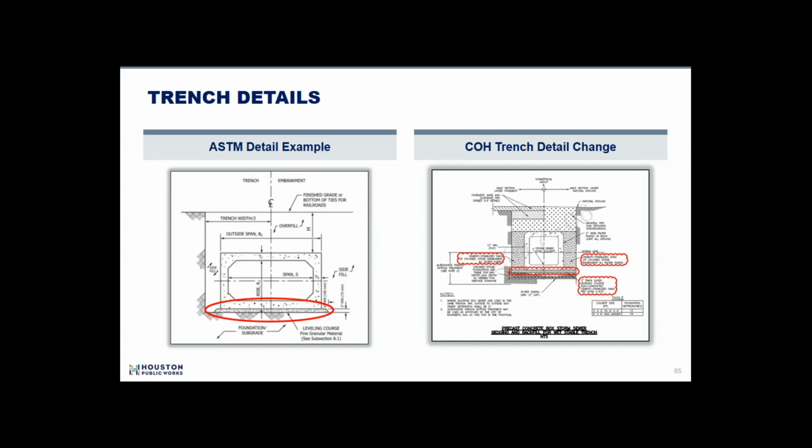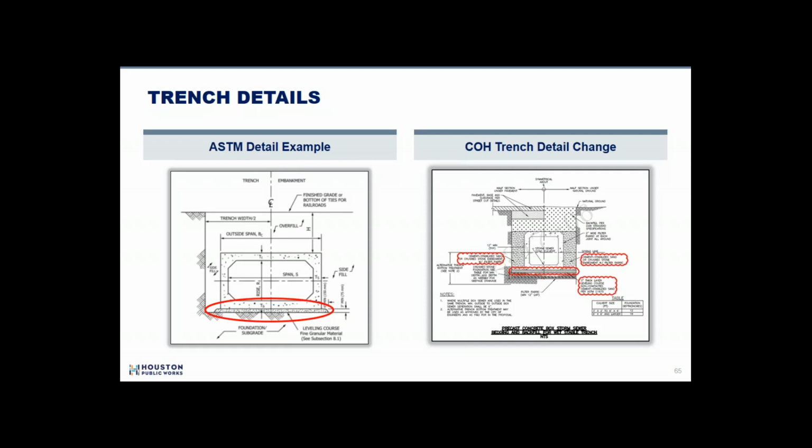You'll also notice that some details are now more aligned with their corresponding ASTM detail. For example, on the left is an ASTM detail which shows the leveling course below the culvert. On the right is an example of the changes that we've made to our details. So in this detail, you can see that now that same leveling course has been added.